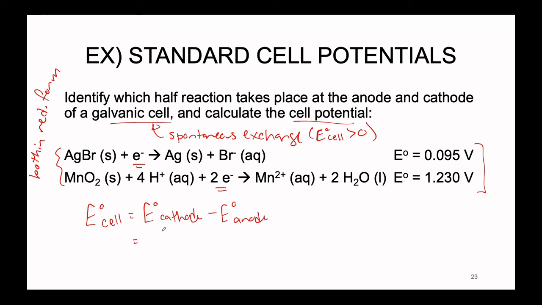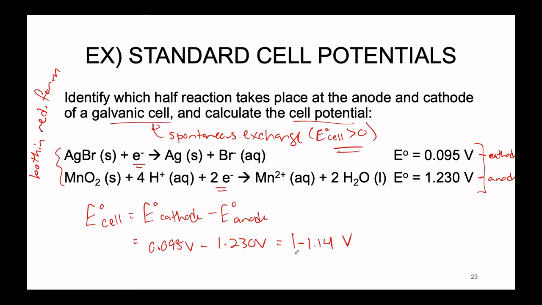So for the first hypothetical calculation, let's say that the first reaction is our reduction reaction. Let's say hypothetically the first reaction takes place at the cathode. Let's say the second one takes place at the anode. Well, we're going to take both of these values and plug them into our equation in a straightforward way. We're going to take 0.095 volts and we will subtract 1.230 volts. So what this gives us is a value of negative 1.14 volts, which is not positive.